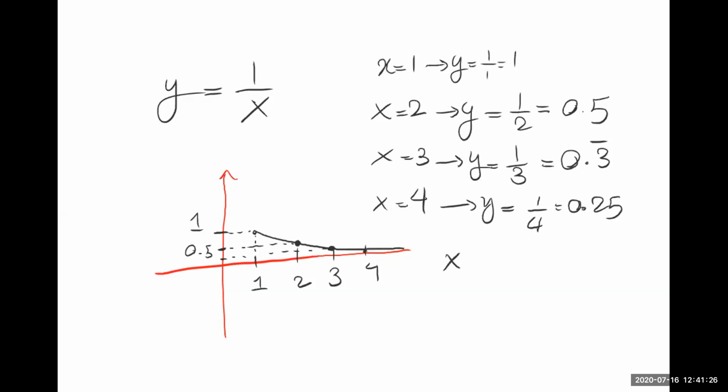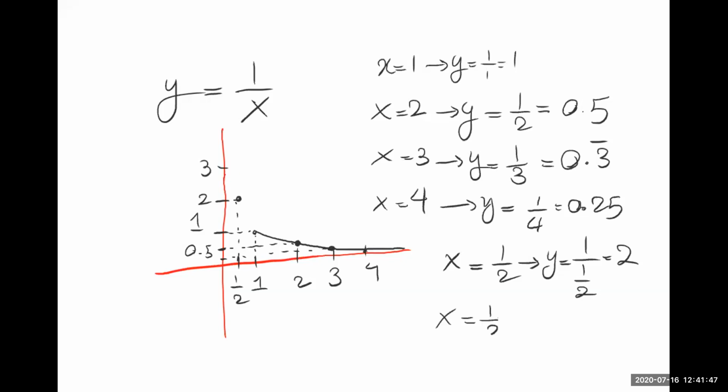What if x is less than 1? What if x is 1 over 2? Well, y would be 1 over 1 over 2. That's 2. So if x is 1 over 2, y is 2. What if x is 1 over 3? Well, y would be 3. So y would be here. If we connect these points, we would get something like this. And it's not defined when x is 0.